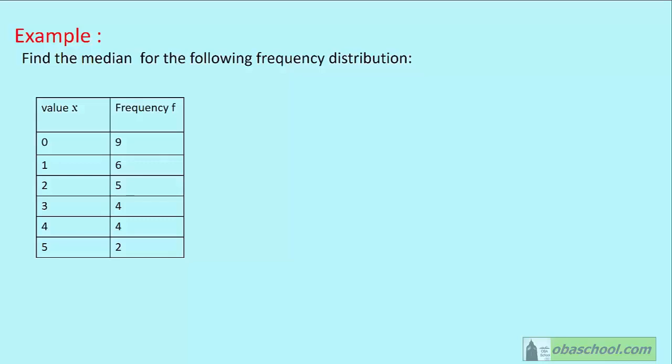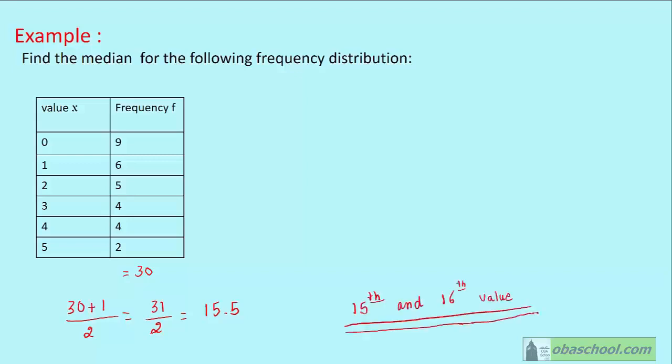So the first thing we're going to go ahead and do is to add up the frequencies. 9 plus 6 plus 5 plus 4 plus 4 is 30. Now, what we're going to have to do is to add 1 to 30 and then divide it by 2. 31 divided by 2 is 15.5. So, the median is between the 15th and the 16th value.